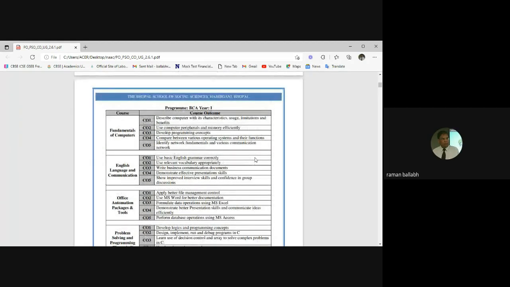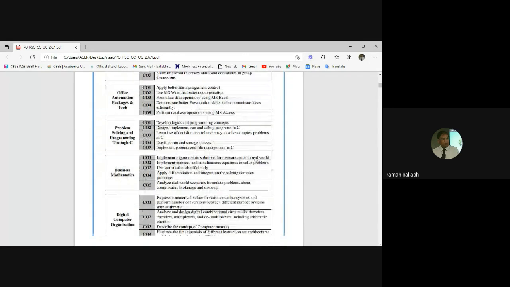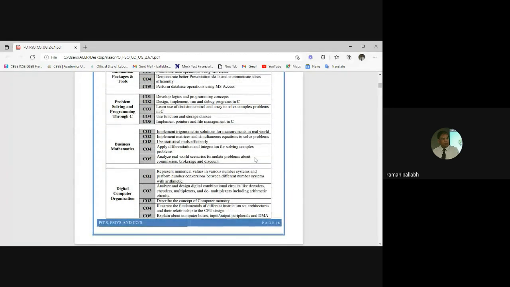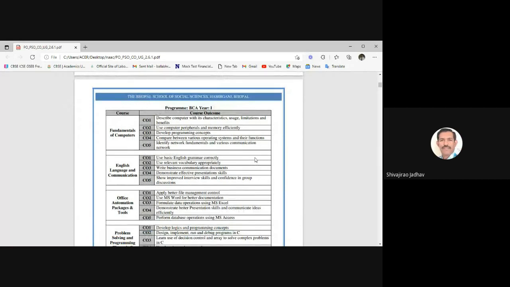Then in the course, BSc first year or engineering mechanical first year or engineering electrical first year, there are syllabi, right, sir? Yes, sir. So when the BCA first year syllabus is there, these are the papers: fundamental of computer, English language and composition, office automation, problem solving. These are 5 or 6 different papers. Right. Okay, sir. Clear.